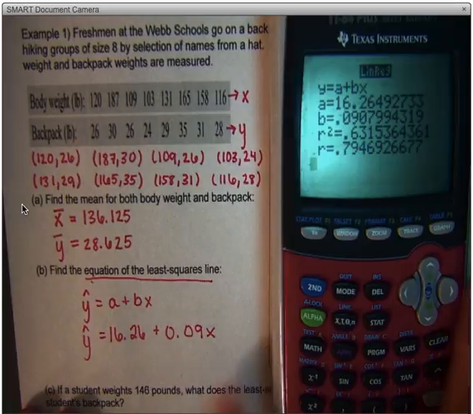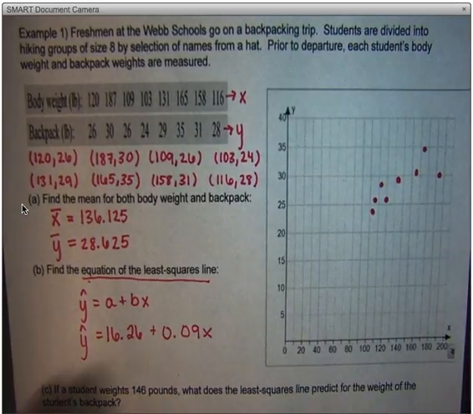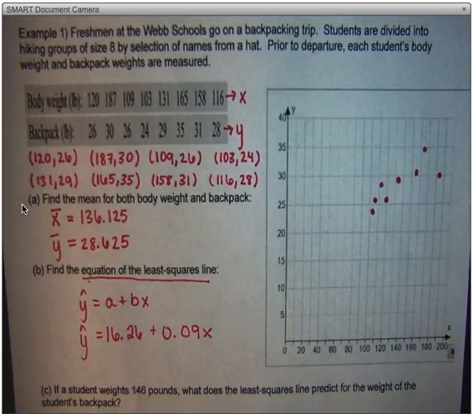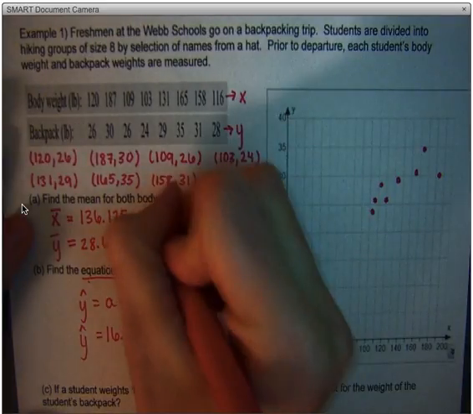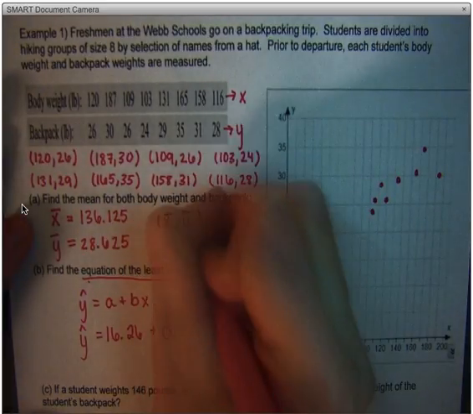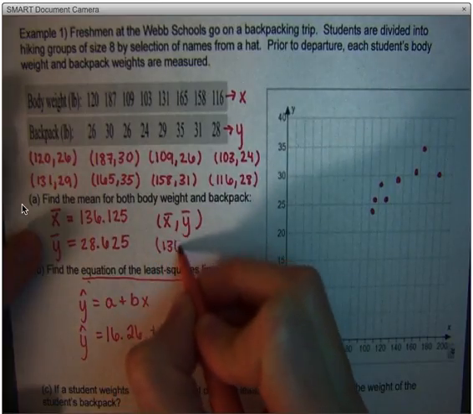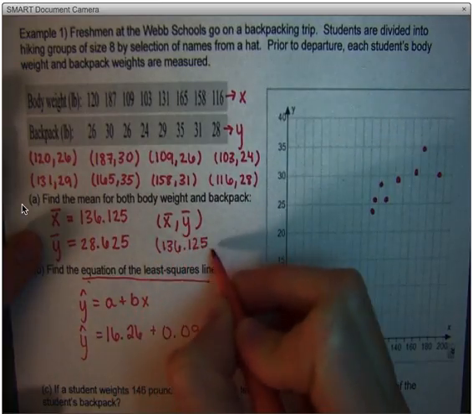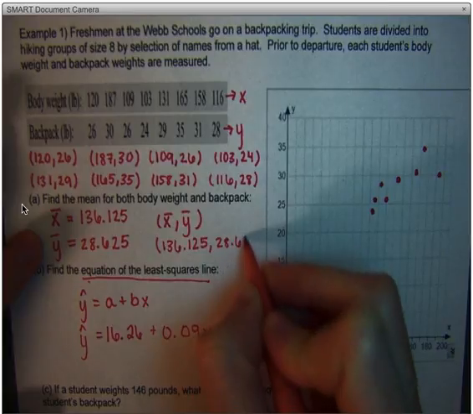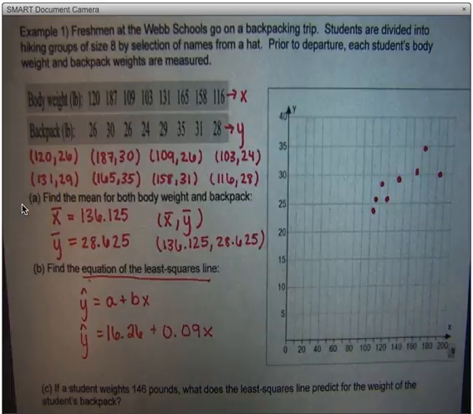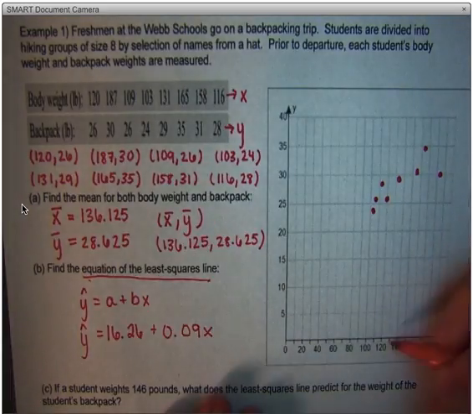Okay, so now let's go and graph our line. So remember, the line has to go through the point x bar, y bar. Okay, so our x bar is 136.125 and y bar is 28.625. So I'm going to plot this like it was any other point.